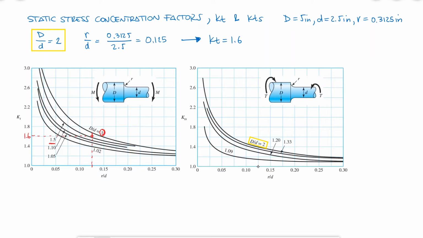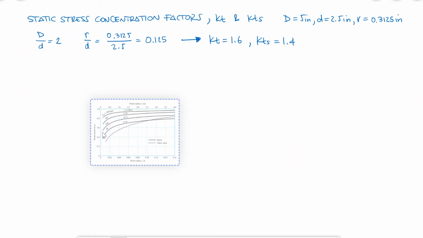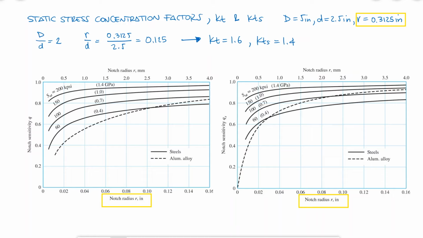Remember at the beginning of the example how I mentioned we were going to use the ultimate strength? This is where we'll use it, since the notch sensitivity values Q and QS depend on the ultimate strength. Even though the notch radius value is not found within the range of these plots, we see that the values for Q and QS plateau as the notch radius increases. For an ultimate strength value of 100 KSI, the Q value for high radius values can be assumed to be 0.85. And for the QS value, closer to 0.9, I will assume a value of 0.88.